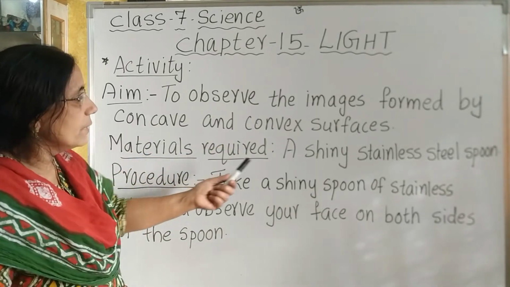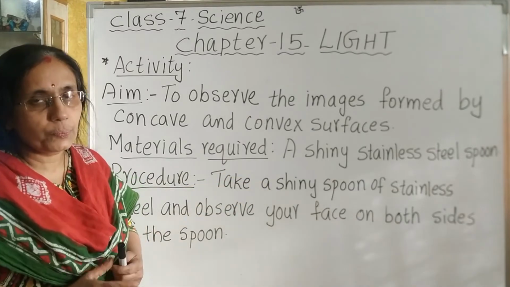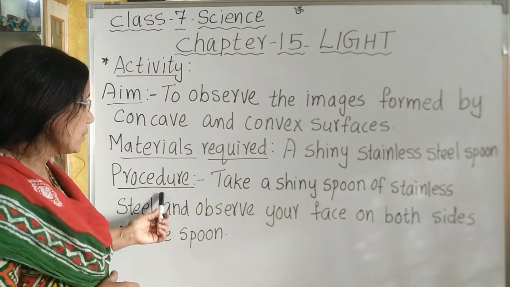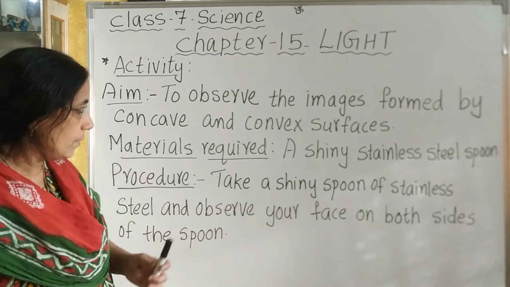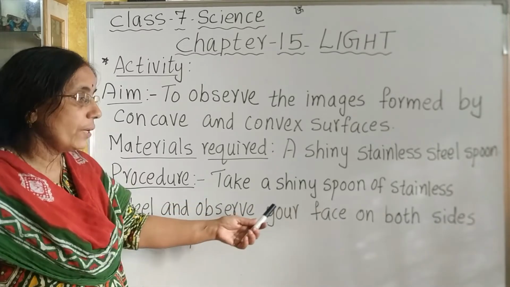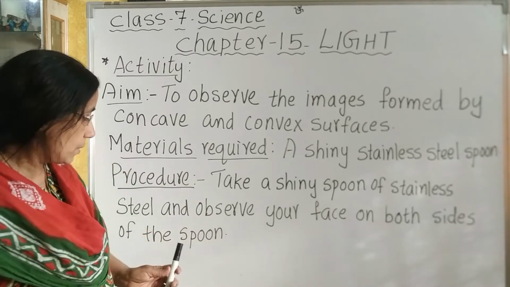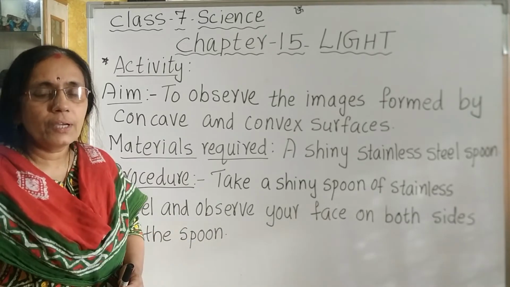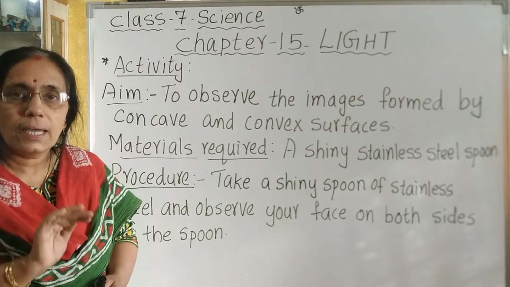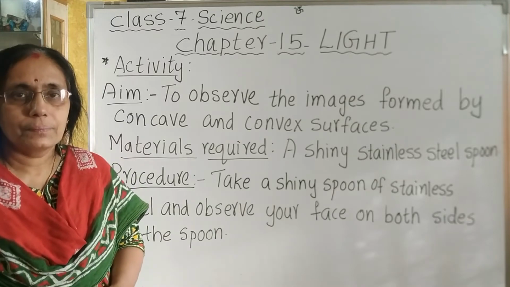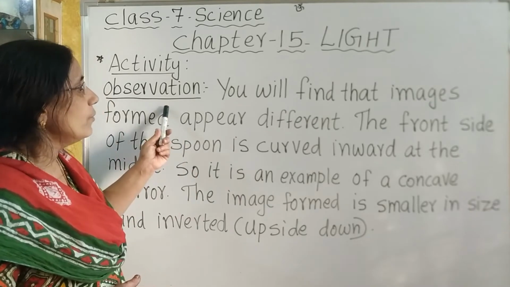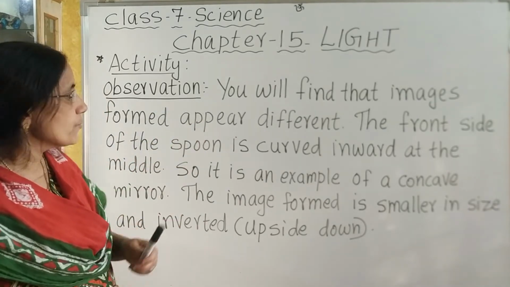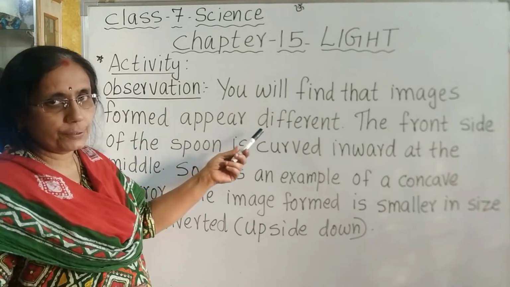Materials required: a shiny stainless steel spoon. And what is the procedure? Take a shiny spoon of stainless steel and observe your face on both sides of the spoon. We have to see the inner side and outer side both. Now, let us see what the observation is. We will find that the images formed appear different.